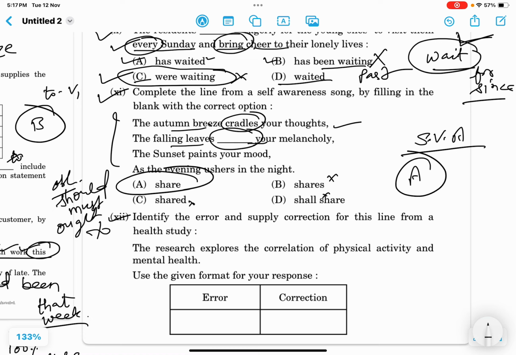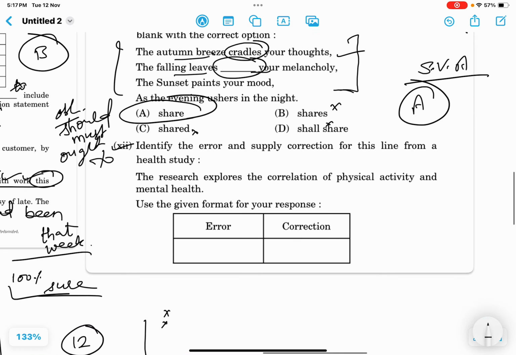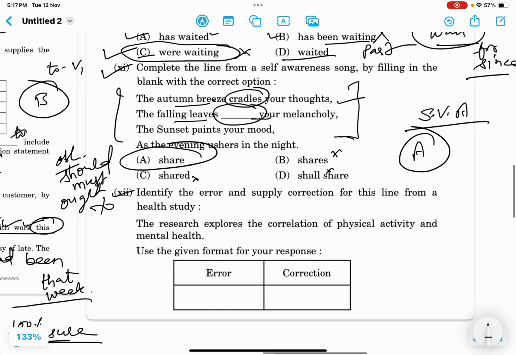Okay, the sunset paints your mood. And in almost every sample paper, we have this type of question. So I hope this type of question will be there in your final exam as well. Maybe. Okay, this is just an idea, a guess. Okay. Now, the 12th one. Now, see, here is the trick, that in the 11th question, we are 100% sure about the correct answer. So you need to attempt this in the first 10. Now, see the 12th one.